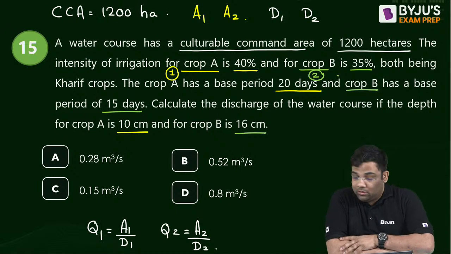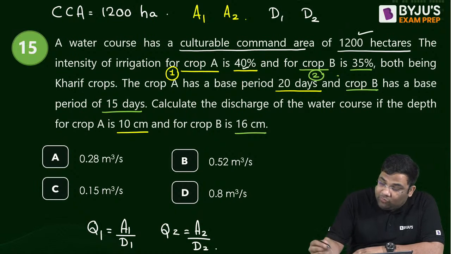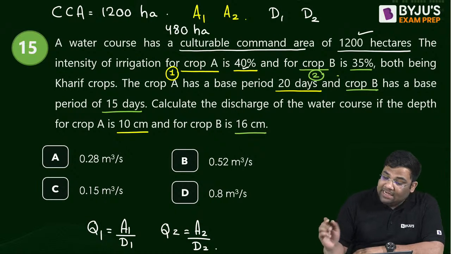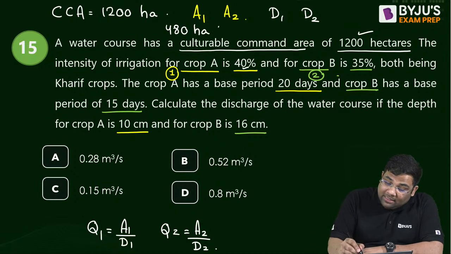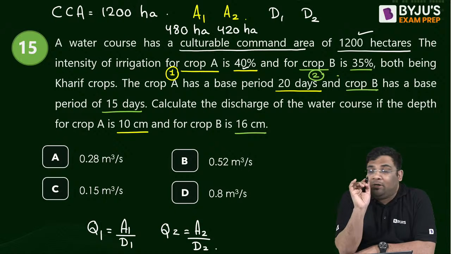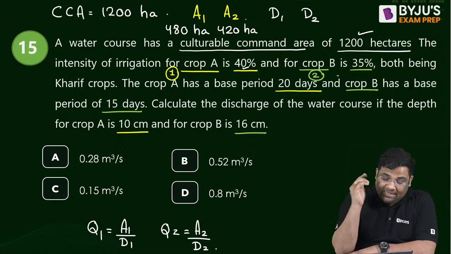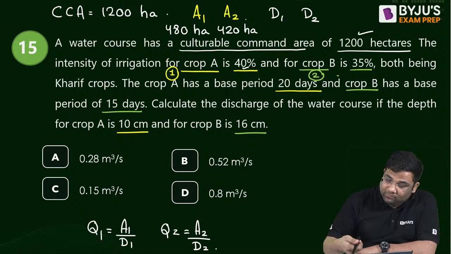Okay. Very good, Santu. So area 1, we are getting how much? 40% of 1200. So 480 hectare, right? And then crop B, 35% of 1200. That is 420 hectare. Now use this formula, 8.64 base period by delta, and give me this duty. Give me the duties D1 and D2.